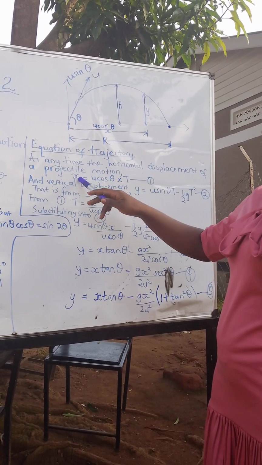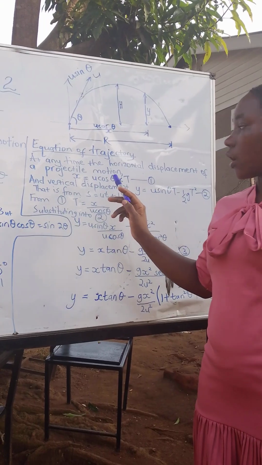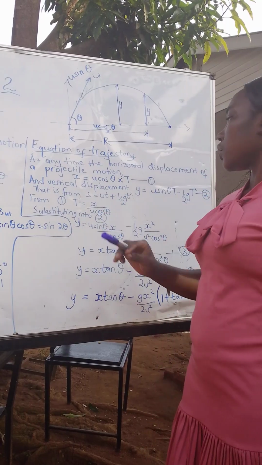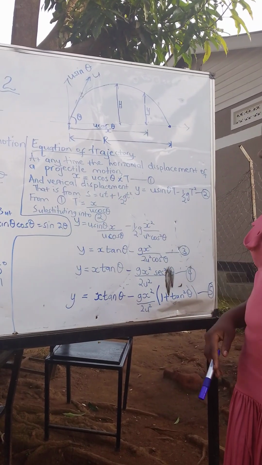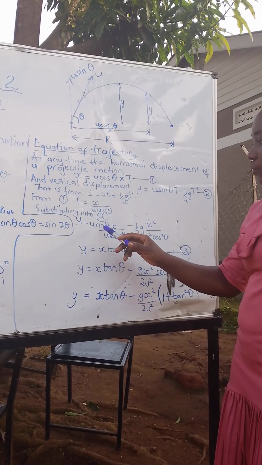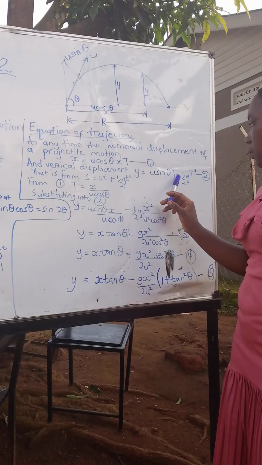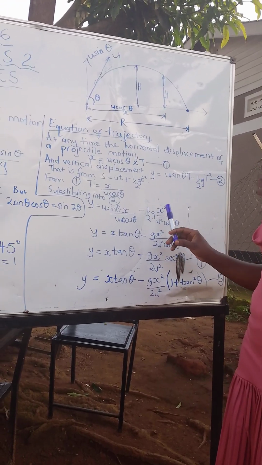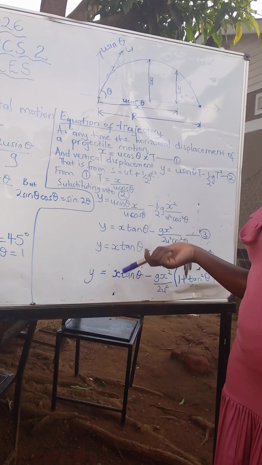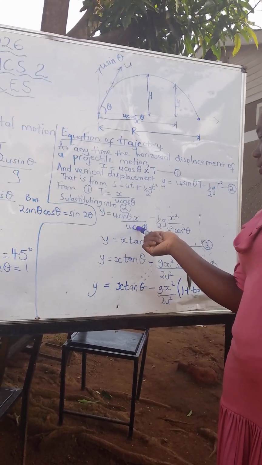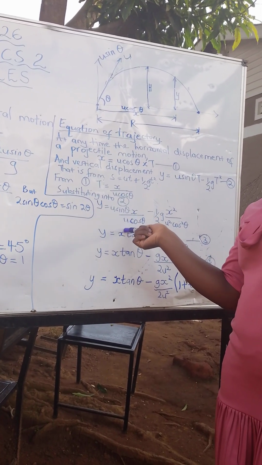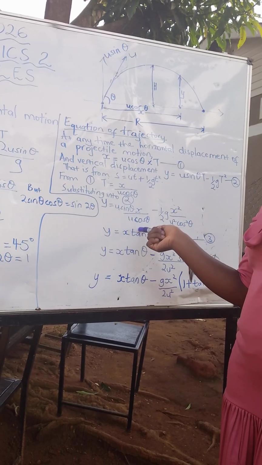So we make t the subject from the equation of the horizontal displacement. t is x over u cos theta, from equation 1. We substitute into equation 2 wherever we see t. So it is u sine theta times x over u cos theta, and where there is t squared, we say x squared over u squared cos squared theta. As we simplify, sine theta over cos theta is tan theta, and these u's cancel, so we remain with x tan theta.